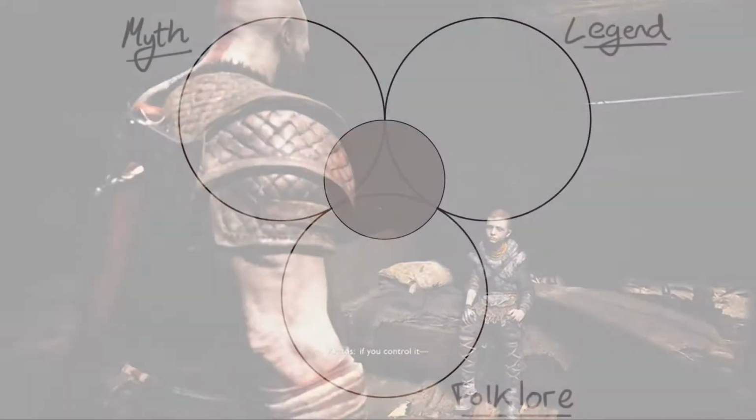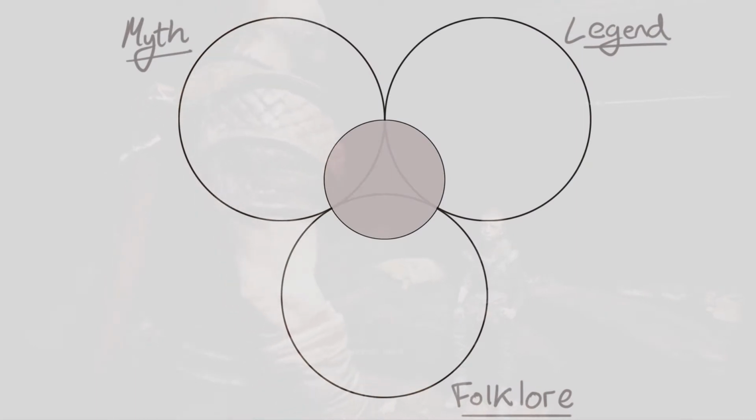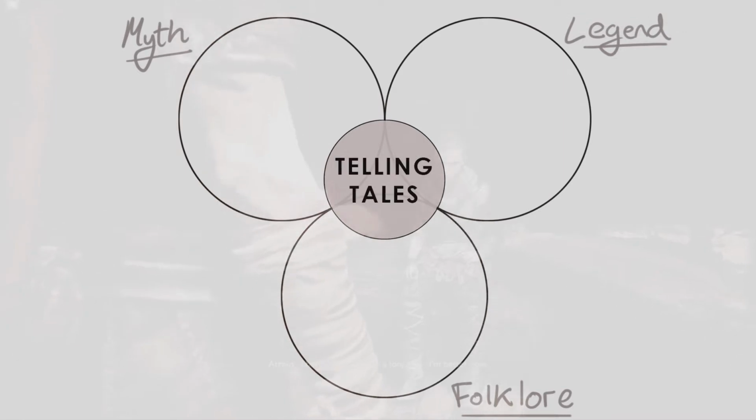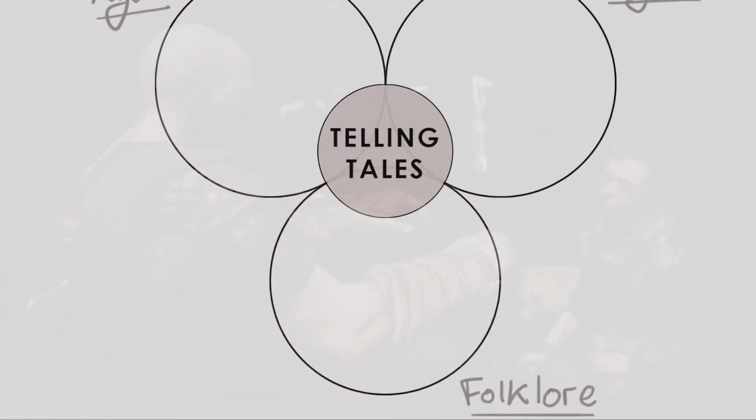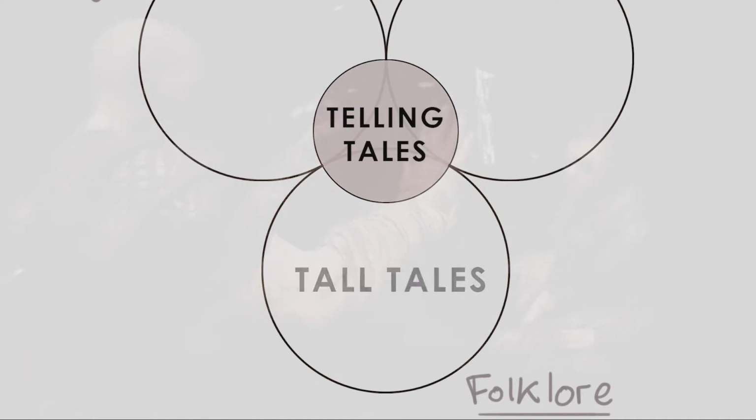Demonstrating via Venn diagram will be the best preliminary explanation for this. We'll tee off by placing telling tales in the center, as the olden storytelling is what tethers the tree together. As for the differences, allow me to elaborate. We'll start with folklore on the bottom. In this section, we'll jot down the telling of tall tales.